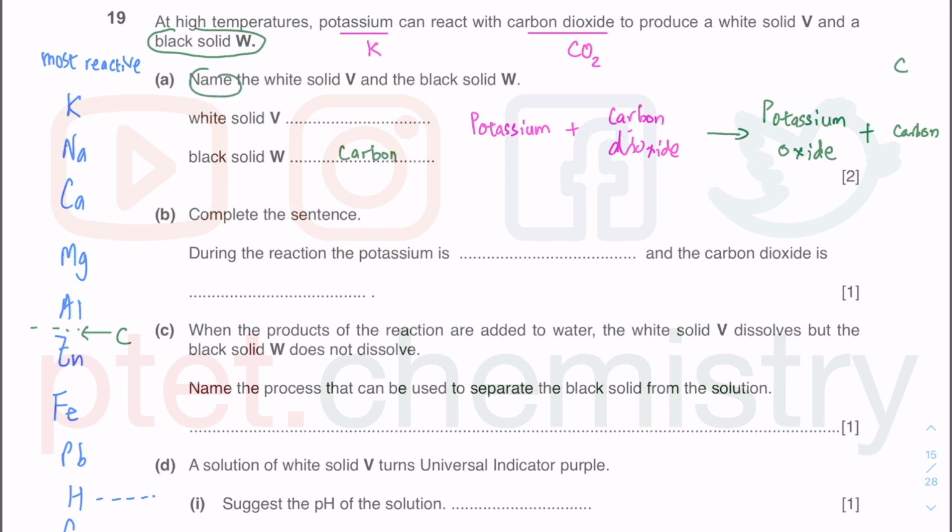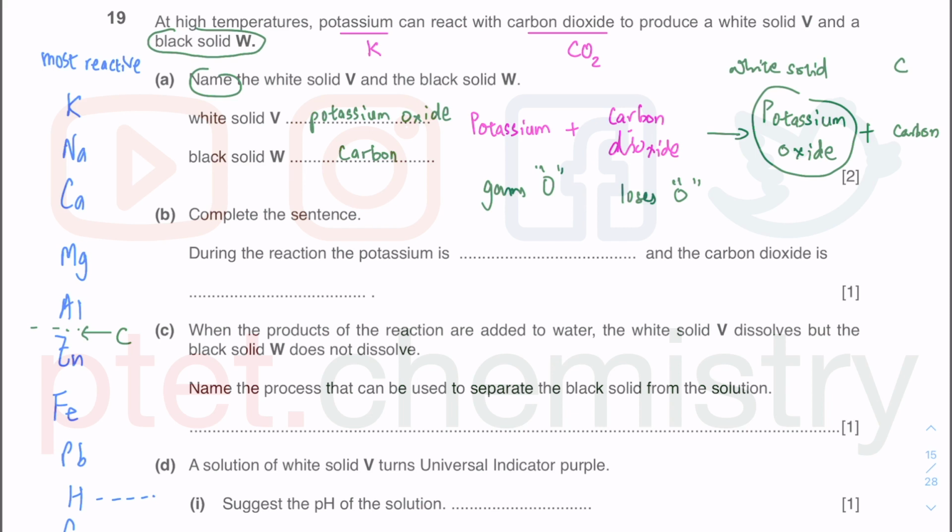And they want the name of the white solid, so this is going to be your white solid after the potassium steals away the oxygen from the carbon dioxide. So this one loses oxygen, this one gains the oxygen. So the white solid is going to be potassium oxide. You don't call it potassium dioxide because it's an ionic compound.